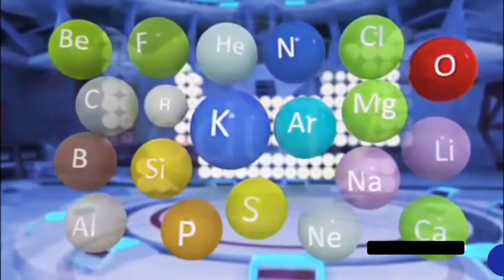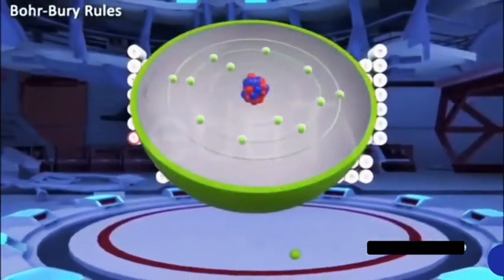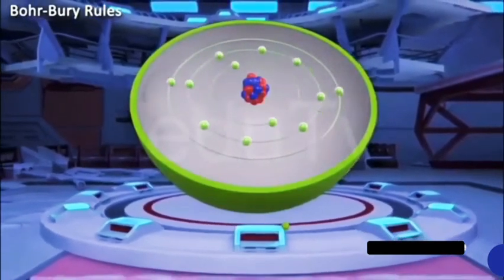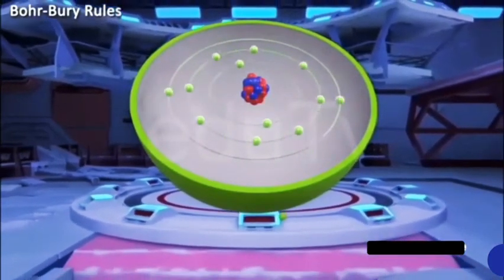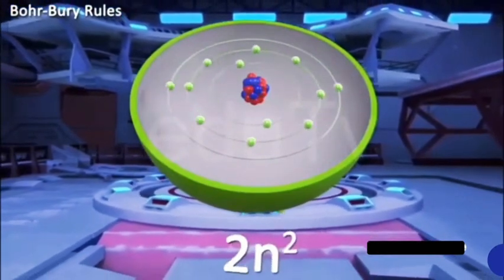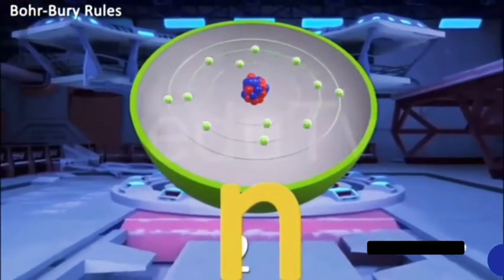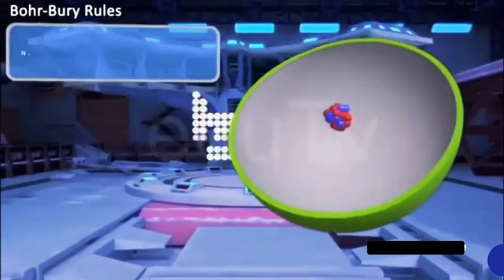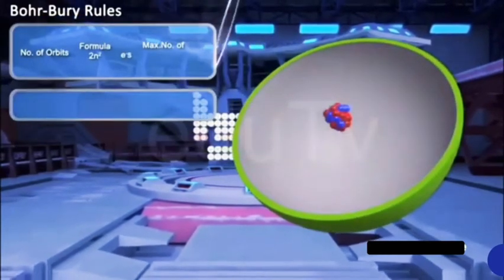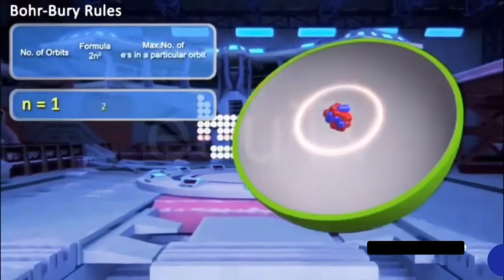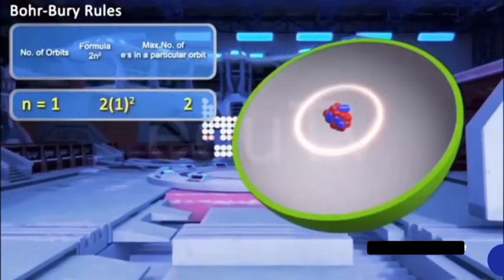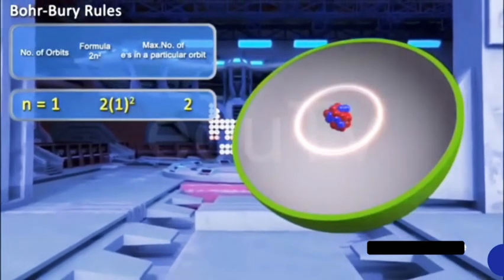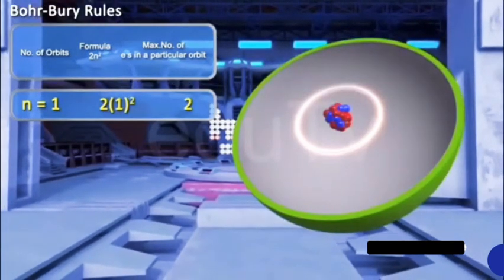Rule 1. The maximum number of electrons that can be accommodated in a shell is given by 2n square, where n denotes the orbit number or the shell number. For example, for the first orbit, n is equal to 1, therefore 2n square is equal to 2. So the K shell can accommodate a maximum of 2 electrons.